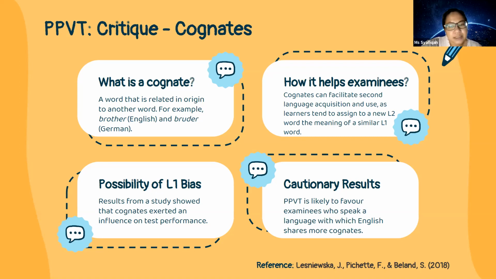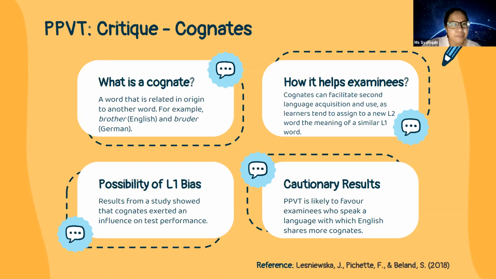Results from a study conducted by Luniska, Pichette, and Bellan showed that cognates exerted an influence on test performance. So the PPVT results should be treated with caution because it's likely to favor examinees who speak a language with which English shares more cognates, like French, Spanish, German.